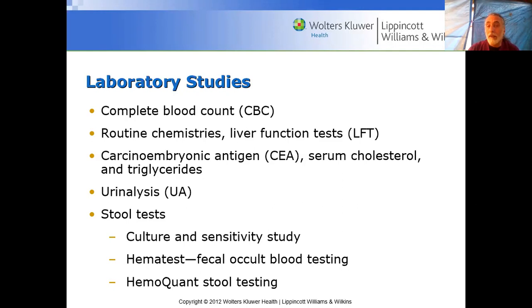Urinalysis can show if the liver is failing, or the pancreas is not functional, you will have things spilling into the urine that shouldn't be there. And then stool tests, and obviously digestive tract, but cultures and sensitivities to see what sort of bacteria are growing in there, if there is blood in the stool.